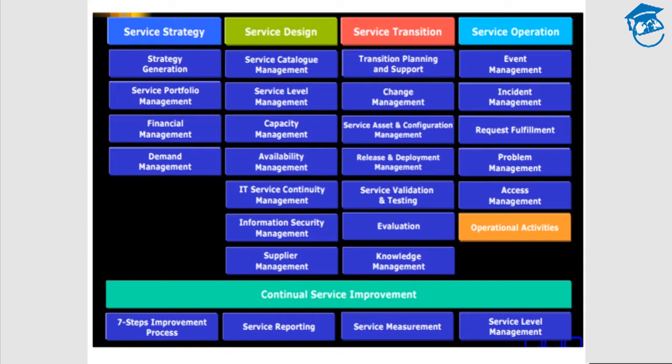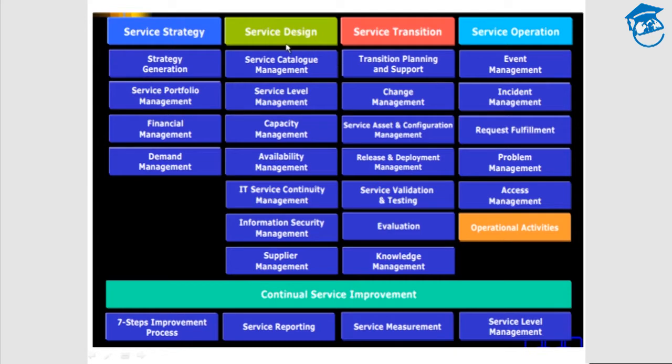Proceeding further, I am showing you the diagram once again that we have discussed in the very first video, where service strategy, service design, service transition, all these modules and some sub-modules are listed here. So in this video, we are discussing the service design module, and these are the sub-modules: service catalog management, service level management, capacity, availability, IT service continuity, information security management, and supplier management. We'll discuss all these sub-modules in detail in this video.